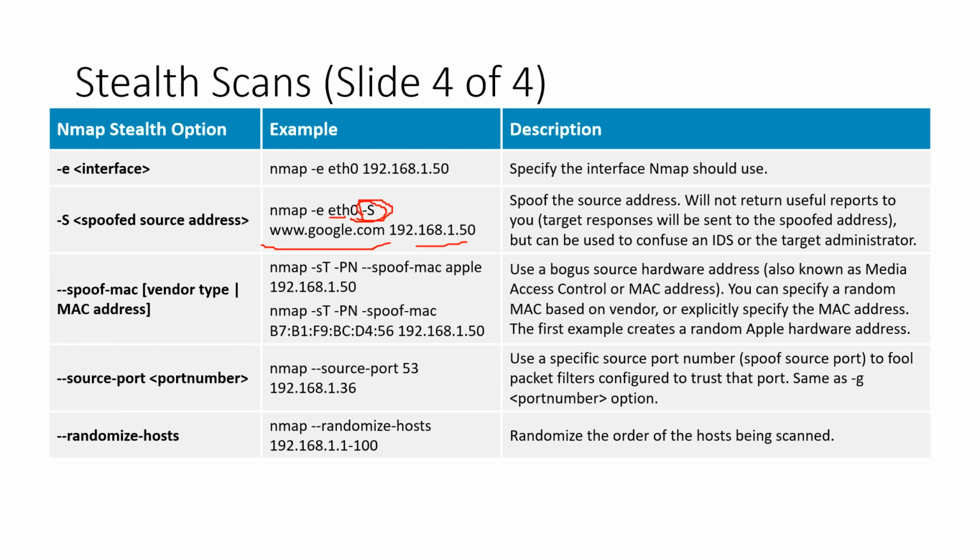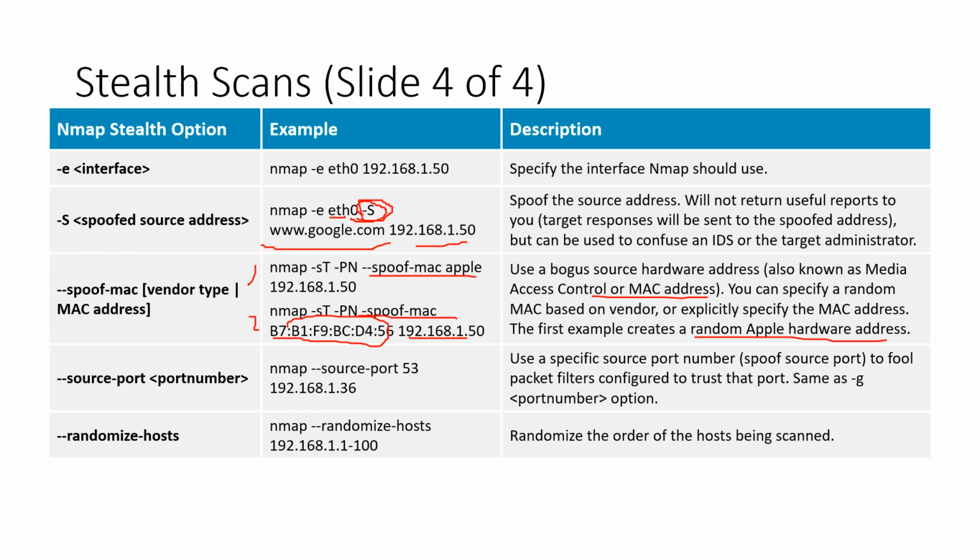You may also spoof the hardware or the MAC address. There are two options here, 1 and 2. In the first, the spoof MAC option, Nmap will generate a random hardware address. In the second option, this is the spoofed MAC address: the spoofed source MAC address, and then the target destination.